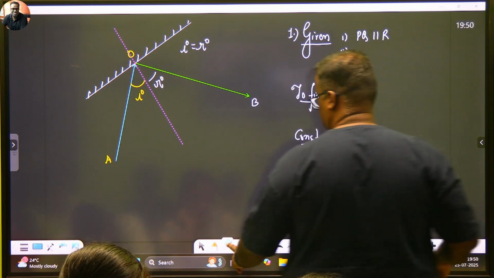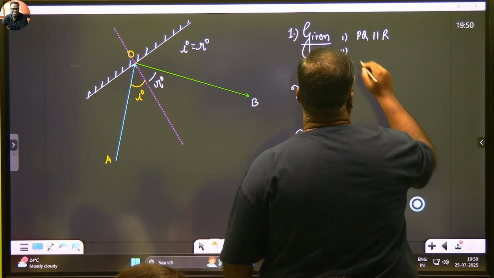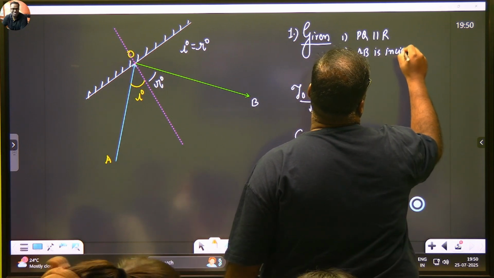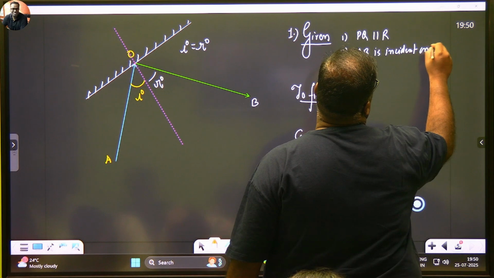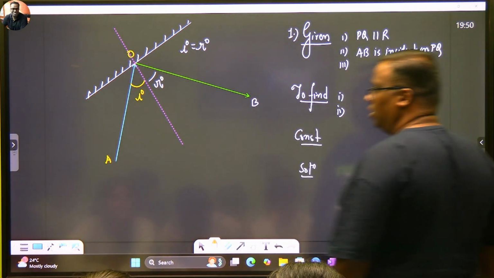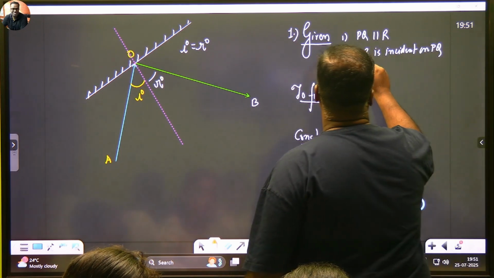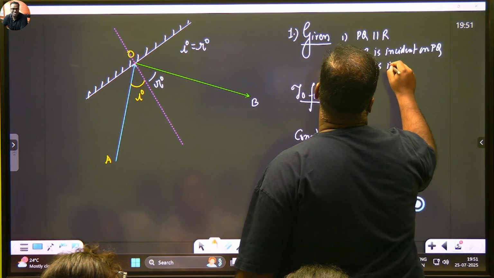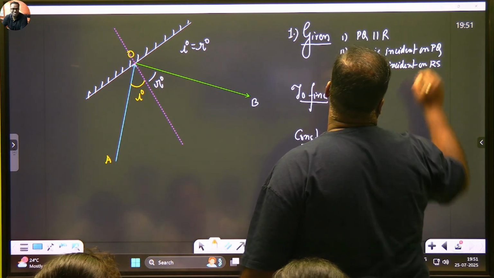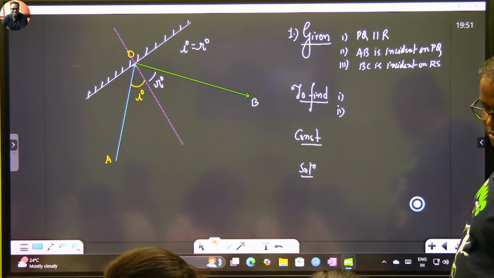BC strikes R. So we will write AB. Write it maths-wise. AB is incident on PQ. This is a better term. When will optics be of use? And what else is there? BC strikes RS. So BC is incident on RS. Okay, any other thing that is given?